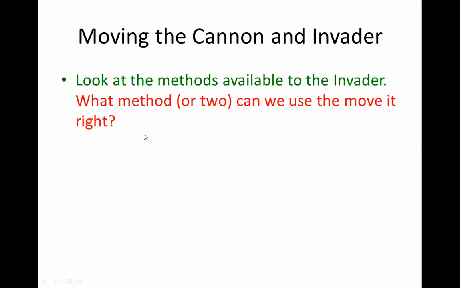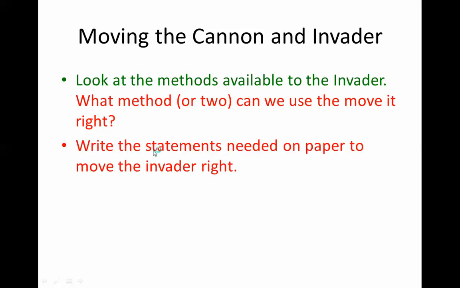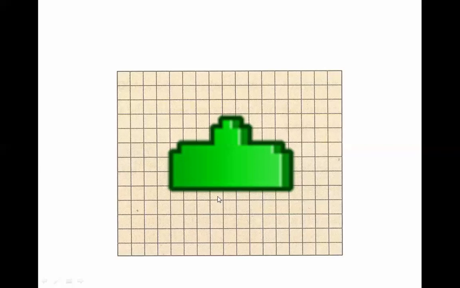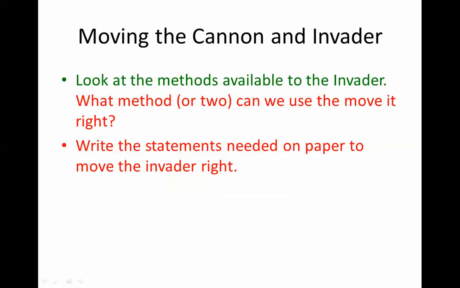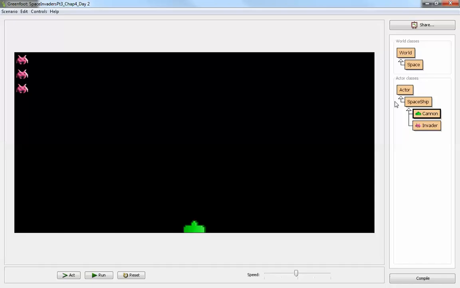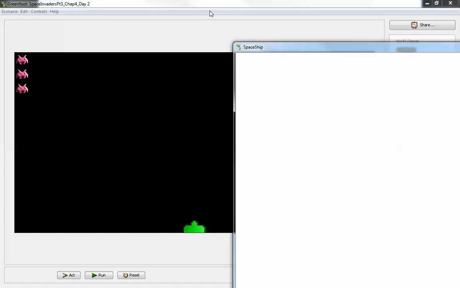So basically what I want to do is this. If you haven't already, and I think some of you might have, do that. We need to figure out how to get the cannon and the invader to move right, and we need to figure out how to get them to move left. So here's what we're going to do. Spaceship is a superclass of these guys, so since they're both going to move right and left, we're going to put it in here. I'm not sure if we might have already done this, but anyway, I'll show you.